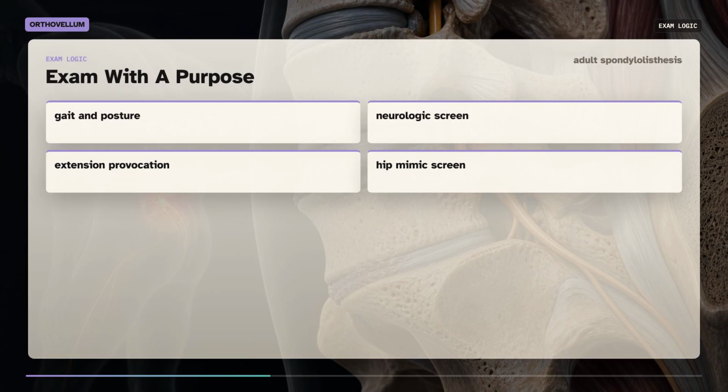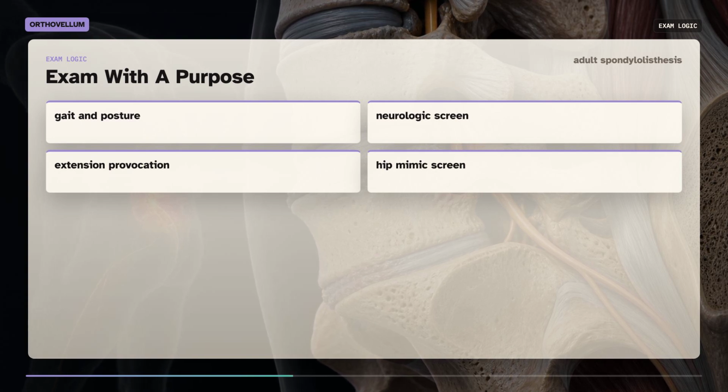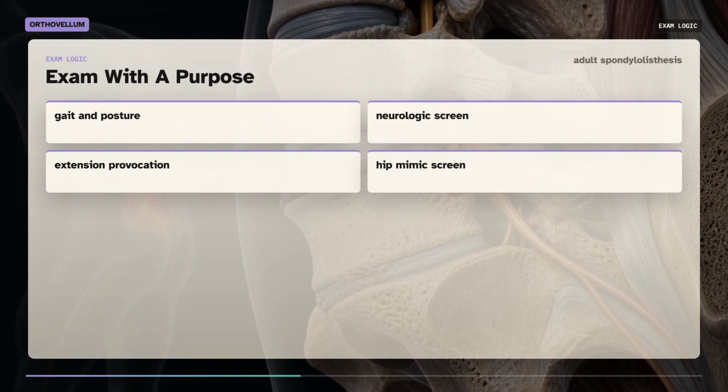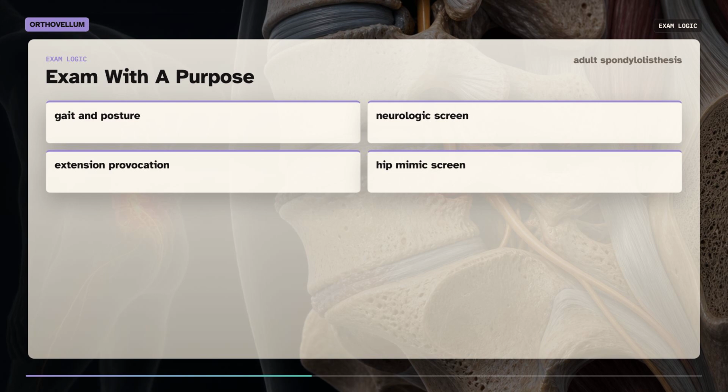The exam should not be random. For this topic, deliberately check gait and posture, neurologic screen, extension provocation, hip mimic screen. A good exam separates pain from weakness, stiffness from fear, and joint disease from referred pain. For patients, the important idea is that touching one sore spot is not the same as understanding the whole problem. For residents, every test should answer a question that changes management. If a test is painful but does not change your plan, it is theater, not medicine. Good examination is selective and kind.